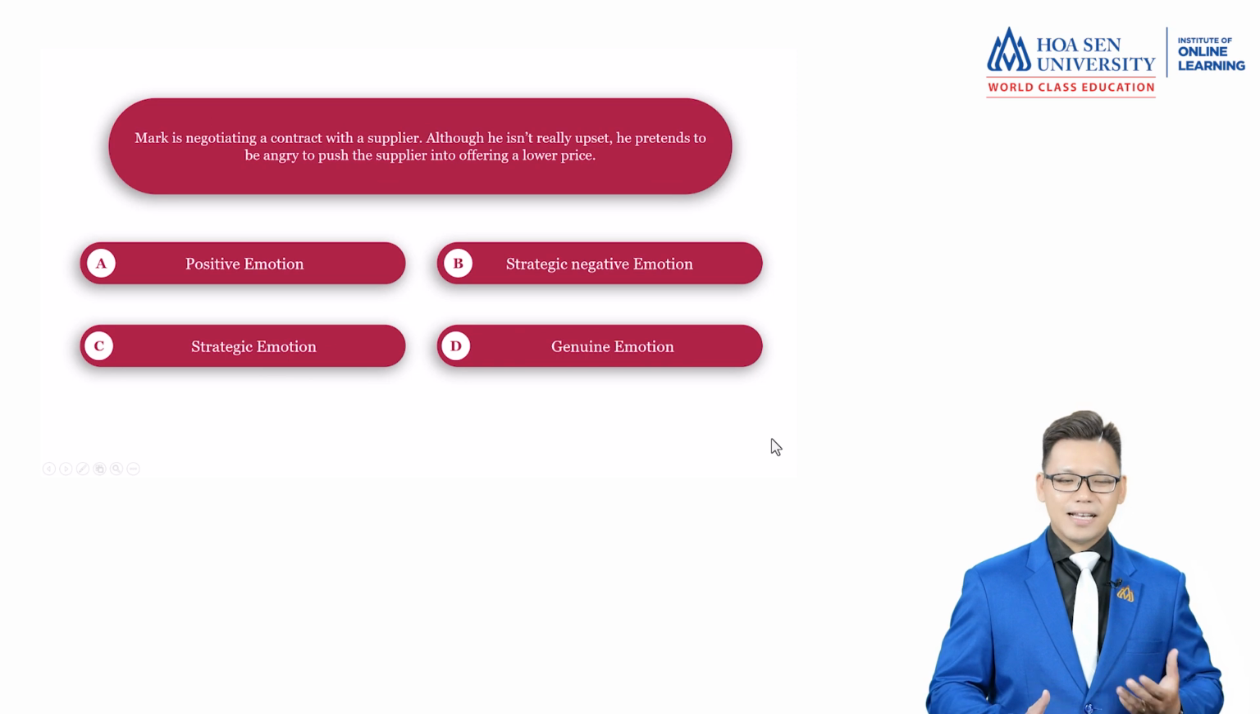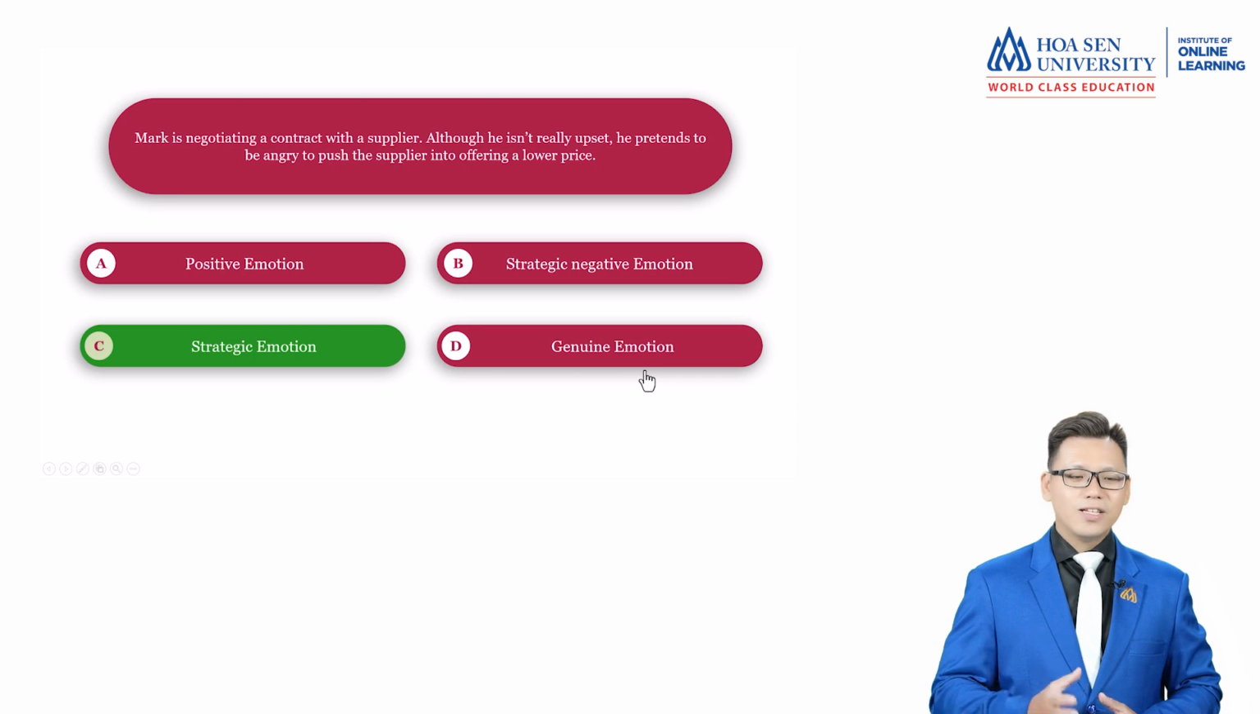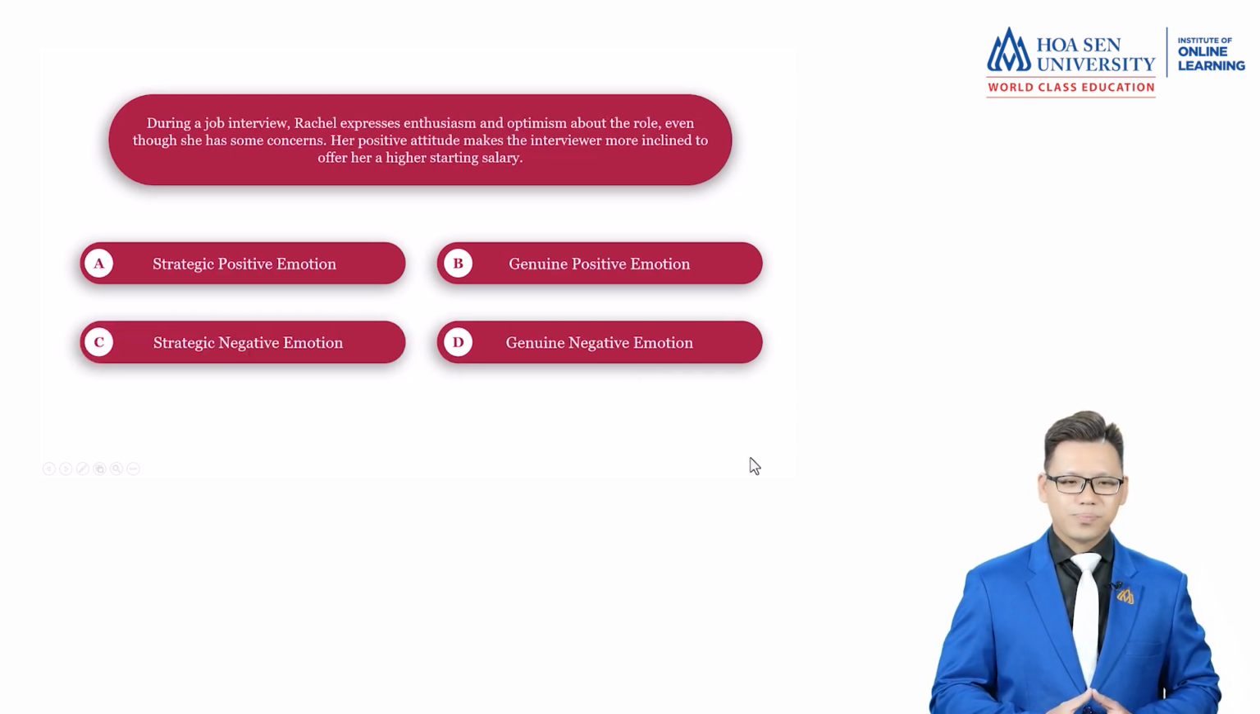Again, please read this carefully. Pause the video and choose the correct one. Whether it's A, positive, B, strategic, C, strategic emotion, or D, genuine emotion. So what do you think? So it's answer time. Tell me, what did you get? So now I've got the strategic emotion is C. Make sure that you got it correct.